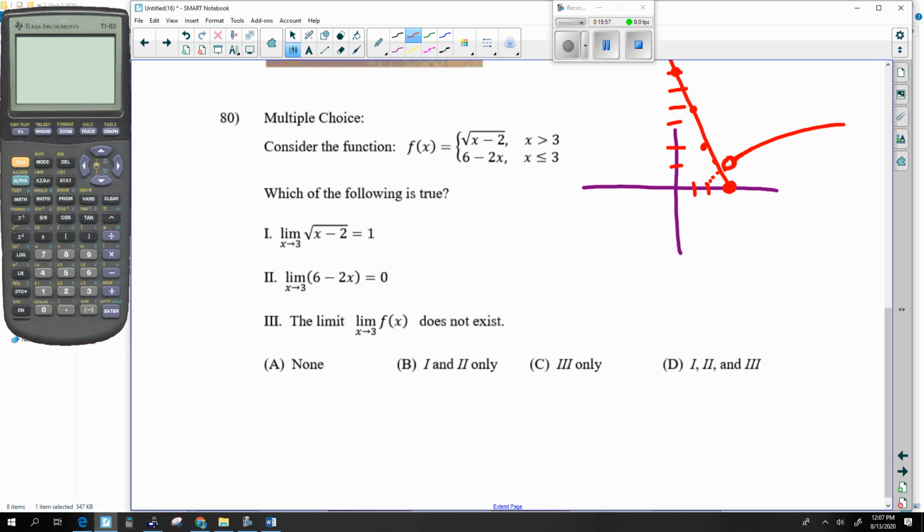Okay, the limit as x goes to 3 is equal to 1. So just independent. 3 minus 2 is 1, square root of 1 is 1. Yay! That works out. The limit as x goes to 3 of 6 minus 2x is equal to 0. So 6 minus 6 is 0. The limit as x goes to 3 of f of x does not exist. Yes, that is absolutely true. It does not exist. The two things don't match up with each other. And so which ones are true? 1, 2, and 3.